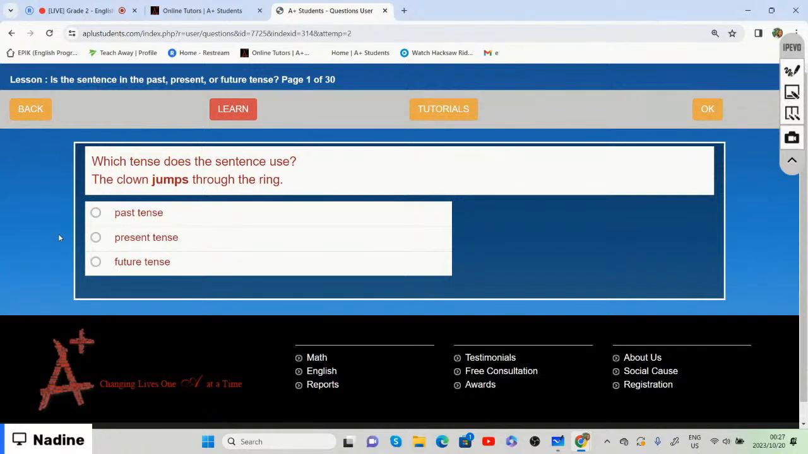The clown jumps through the ring. Is that in the past, in the present, or in the future? Jumps. And it ends with an S. The clown jumps through the ring. Is that in the present tense, the past tense, or the future tense? So the word jumps ends in an S.